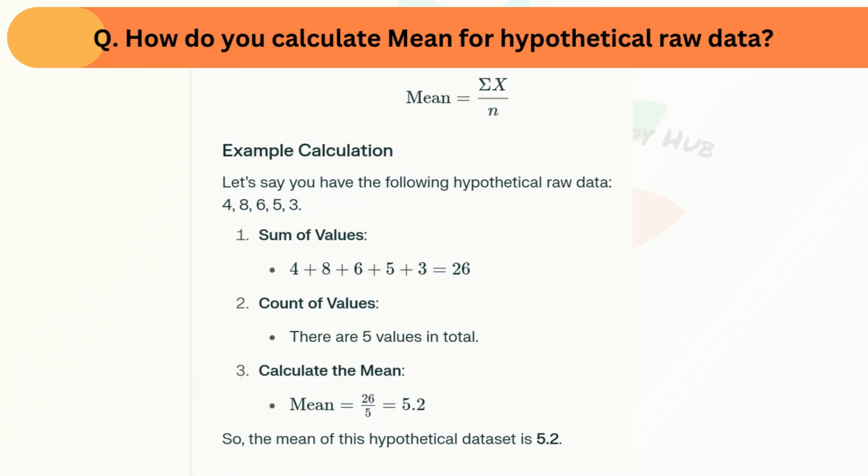For example, if your raw data is 4, 8, 6, 5, 3, the first step is 4 plus 8 plus 6 plus 5 plus 3, which equals 26. Now the second step, count the numbers. So there are 5 numbers, 4, 8, 6, 5, 3. The last step is divide the sum by the count, 26 divided by 5. So the mean is 5.2.